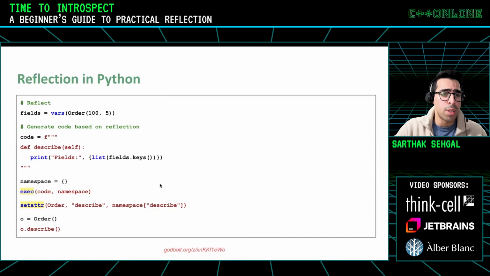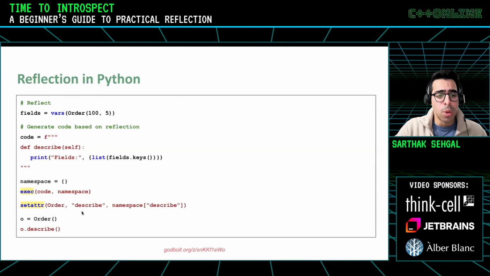So in this example, it's getting the fields of the class using vars that we saw in the previous slide. Then it has a string of code, which is a method, def describe. All it does is print the fields, or rather the keys of the fields, so price and quantity. And then it's defining a namespace and executing this code in the namespace. With exec, this code is now converted from the string to actual Python code. So it's executing the string as code.